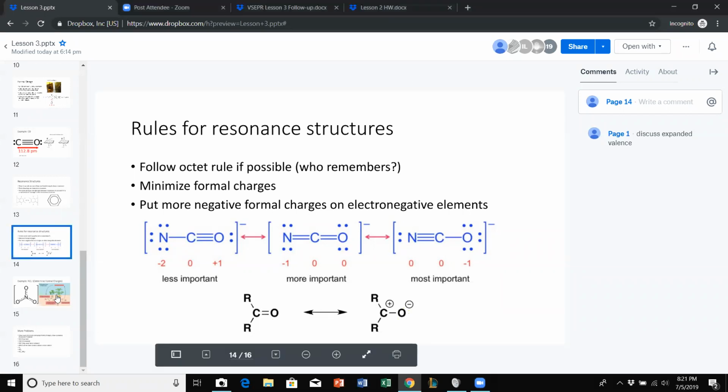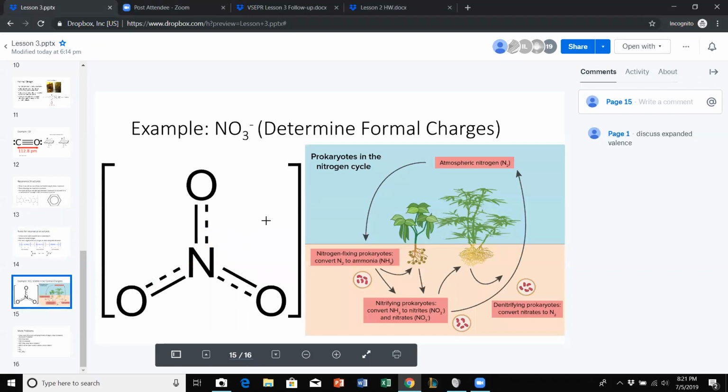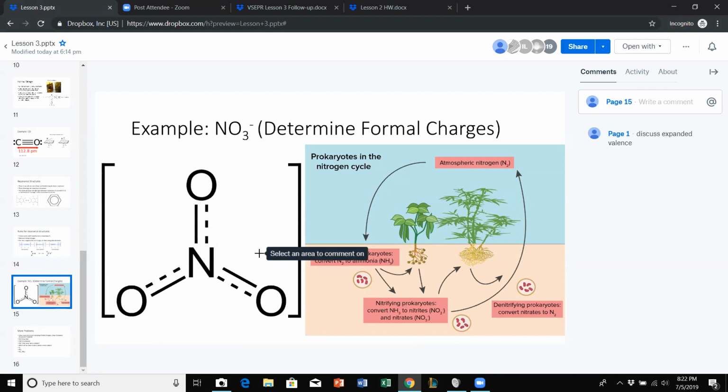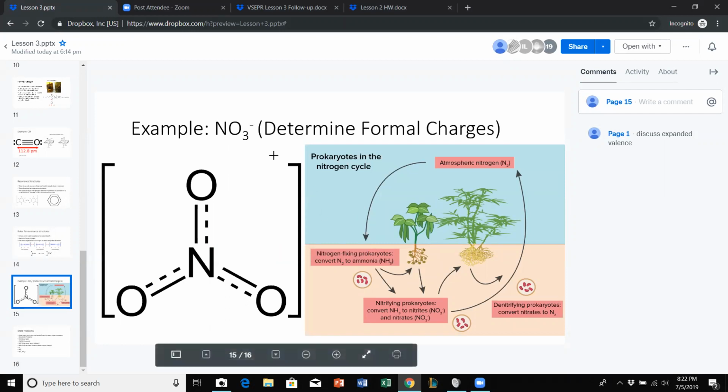So let's do a tough example. This is the structure of the nitrate ion. I want you to draw the resonance structures of the nitrate ion and determine the formal charges. So remember that the whole thing is 1 minus.